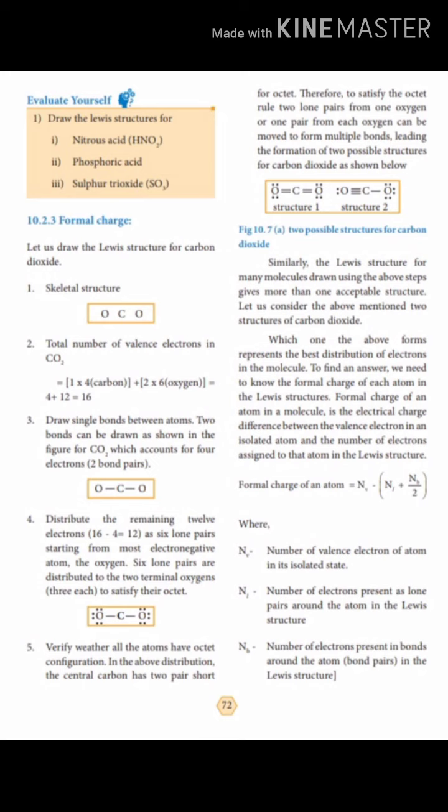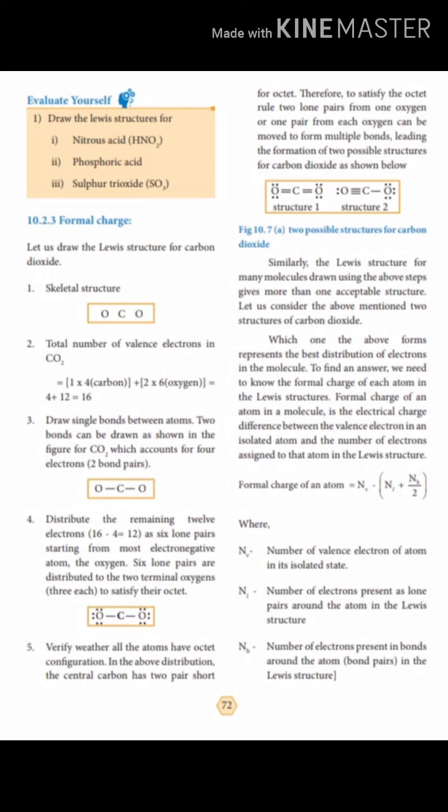Formal charge of an atom is Nv minus Nl plus Nb by 2. Nv is the number of valence electrons of the atom in its isolated state. Nl is the number of electrons present as lone pairs around the atom in the Lewis structure. Nb is the number of electrons present in bonds around the atom in the Lewis structure.